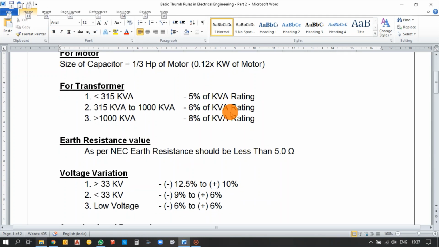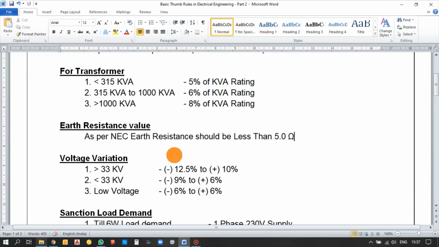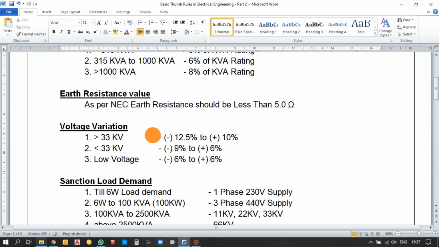Going for earth resistance value, earth resistance value should be less than 5 ohm as per NEC standard. So as per NEC norms, you should be maintaining an earth resistance of less than 5 ohms. And going for voltage variation, what should be the range of voltage in case you have 33 kV and above voltage? For 66 kV, it should be minus 12.5% to plus 10%. That should be the range of variation you should have.